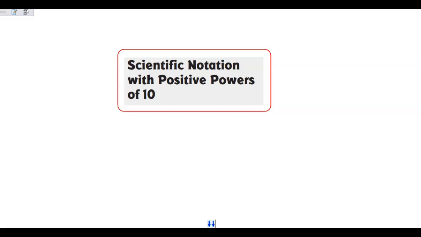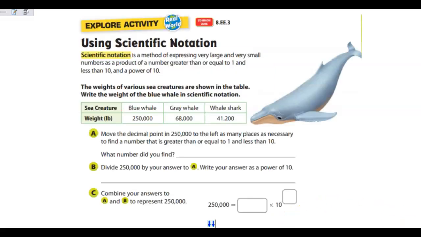Hello, today we're going to work with scientific notation with positive powers of 10. Scientific notation is a method of expressing very large and very small numbers as a product of a number greater than or equal to 1 and less than 10 and a power of 10. So when we are talking about very large numbers, it's a lot easier if we write them in scientific notation. It creates fewer zeros that we're working with.